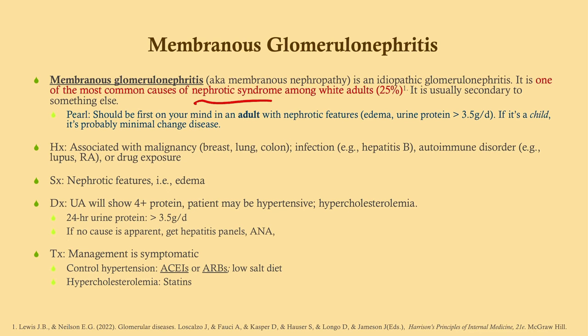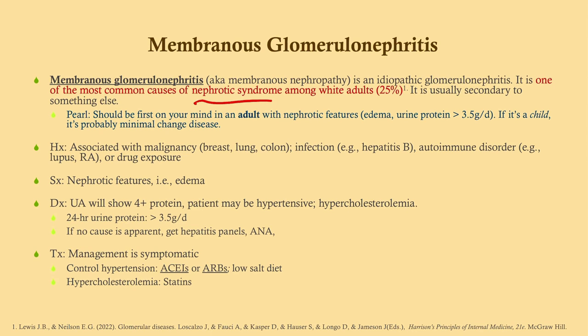Okay, so on history, we may not know the cause, but it is associated with malignancy, breast, lung, and colon, which are very common cancers, can be associated with infections and also autoimmune disorders. So you treat this, but then you want to maybe work these patients up for something else. Symptoms, nephrotic features, diagnosis. Of course, the urinalysis will show 4+ protein. Get the 24-hour urine protein. It'll be more than 3.5 grams.